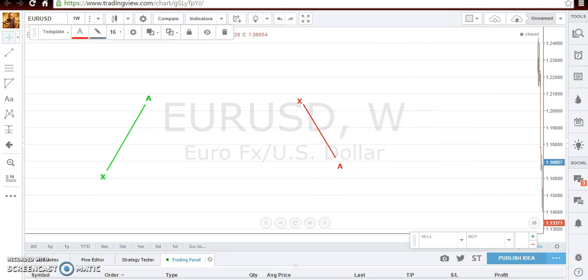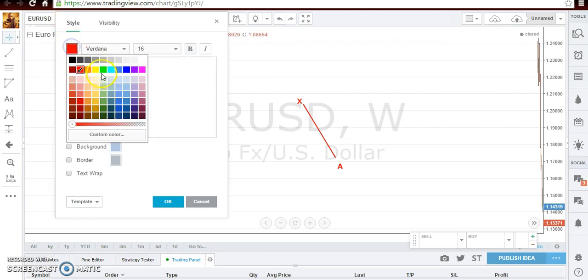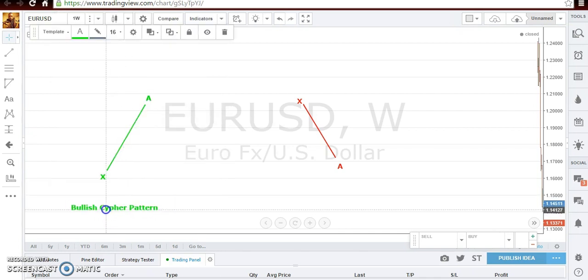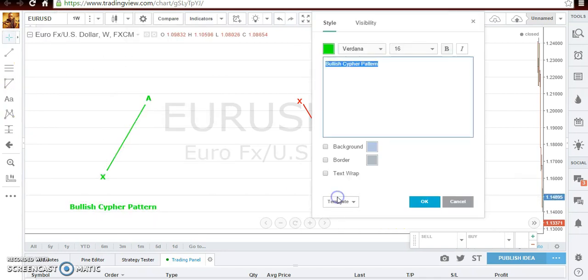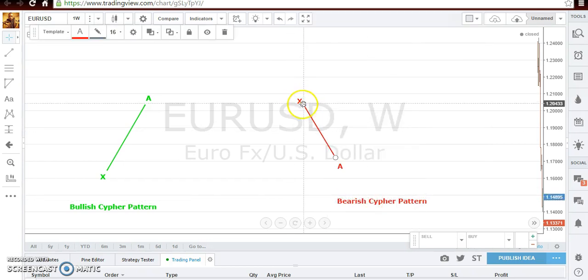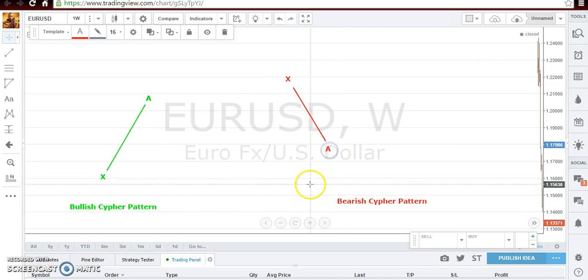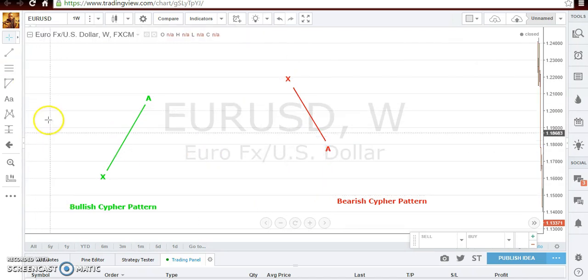So there we are. To make it even more professional, I'm going to go ahead and label the whole chart here. This is the bullish Cypher pattern. And this is the bearish Cypher pattern. I'm going to change that to red. Actually, I'm going to make a little adjustment here. I'm going to take that one up a little bit. You're going to see in a minute why that is very, very useful. So now we've got the impulse leg for a Cypher pattern.